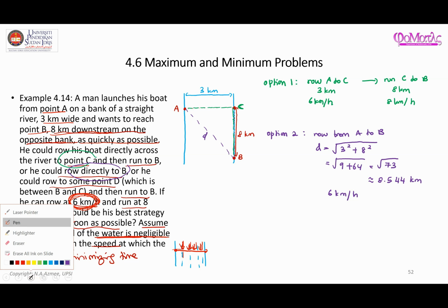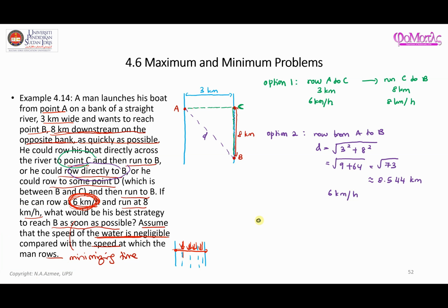Now the last option, option 3. He's going to row from A to D. D is a point in between. We don't know where D is, so let's say this is somewhere in between. So this is point D.